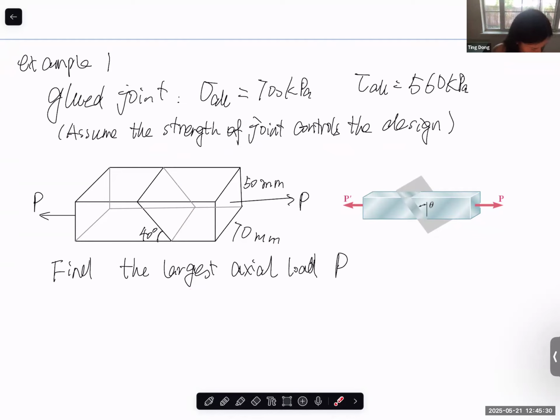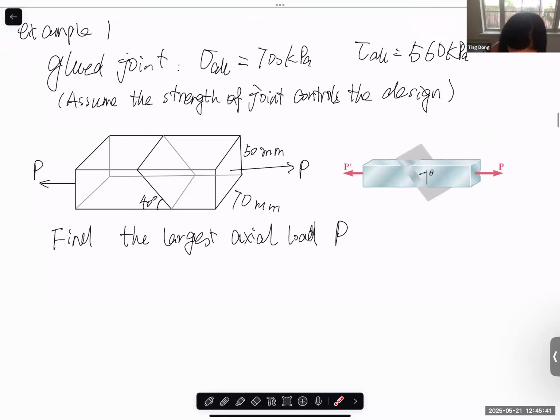How to solve this problem? Anyone? Would you just write the equations for shear and normal stress and then derive the P?